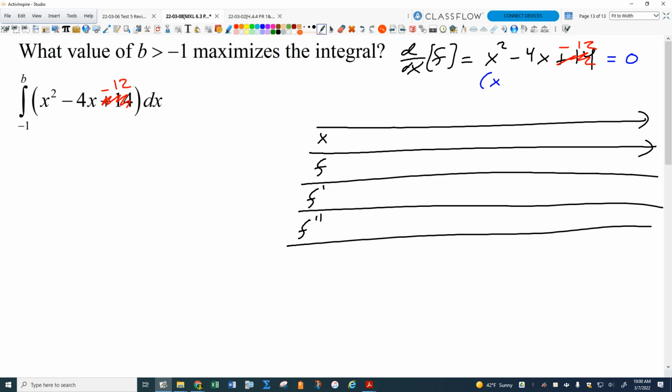Okay, so now that's going to factor into what? x minus 6 times x plus 2. So we're getting zeros of 6 or negative 2, but negative 2 is not in our domain, right? Our domain, we want values greater than negative 1, so we're looking at something like that, right?